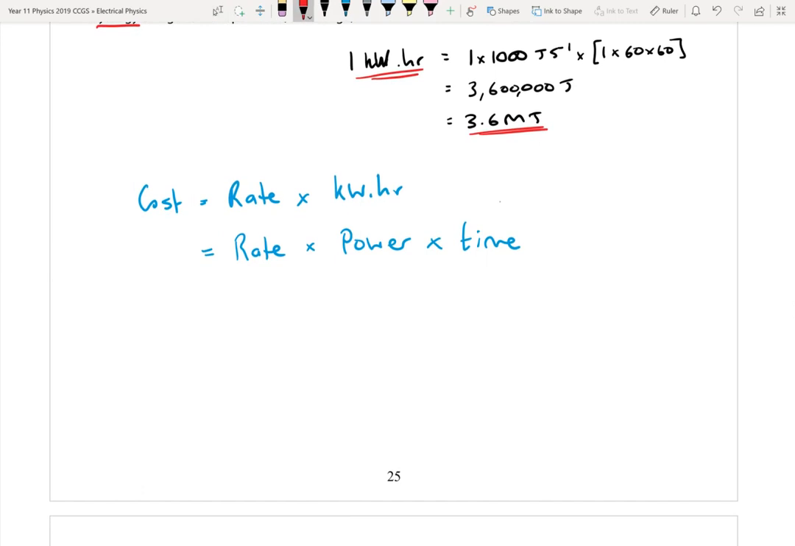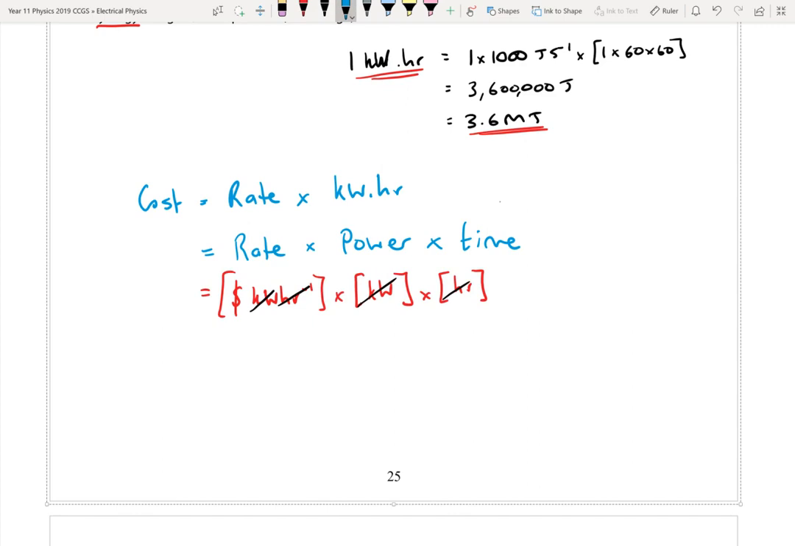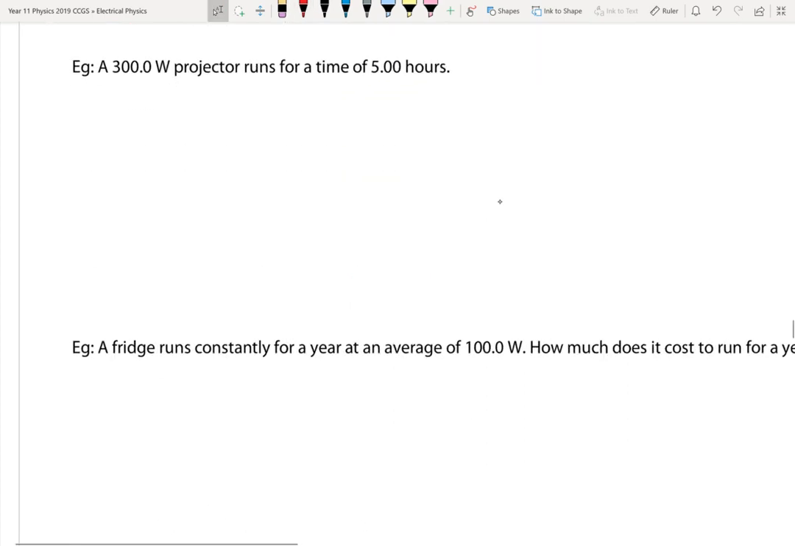If we looked at the units, we've got dollars per kilowatt hour multiplied by kilowatts multiplied by hours. You can see our kilowatts cancel with kilowatts, our hours cancel with hours, and we are left with a unit of dollars. Okay, so there's the dimensional analysis. So let's have a look.